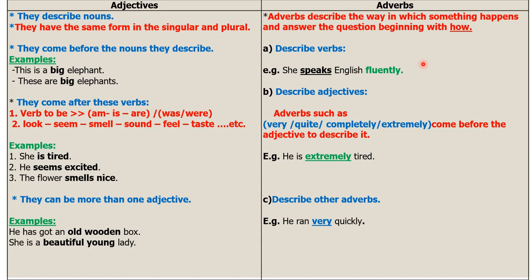Okay, remember the example I told you about? She spoke loudly. So how did she speak? She spoke loudly. Okay, and the second usage, or the second description, they describe adjectives.